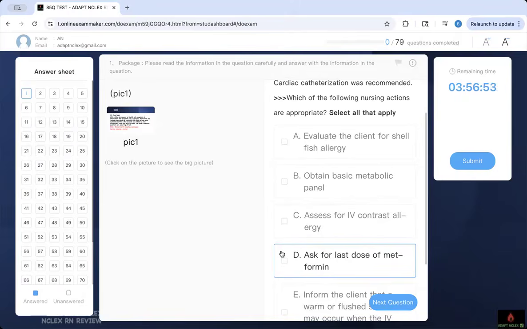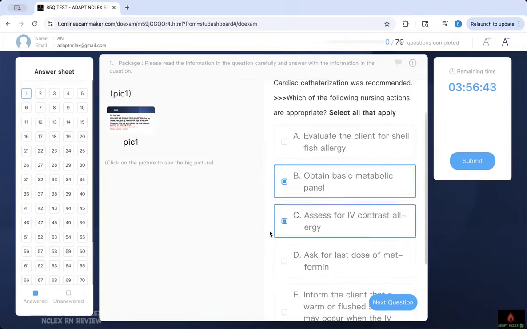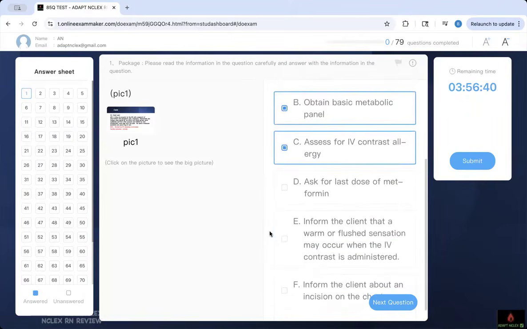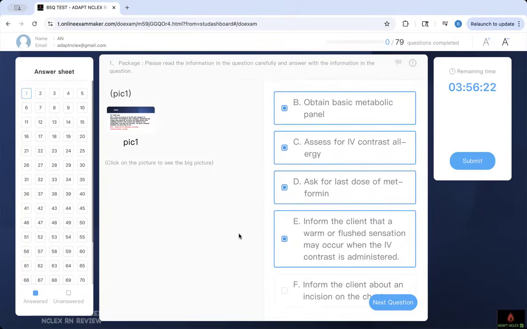Don't over-select. Obtain a basic metabolic panel. Yes, we're going to give you contrast, so we have to worry about your kidney. Assess for IV contrast allergy. That's what we talked about. Ask about a large dose of metformin. It can cause lactic acidosis with IV contrast. Inform the client that a warm or flushed sensation may occur when the IV contrast is administered. Yes, that's consistent with what you will see.